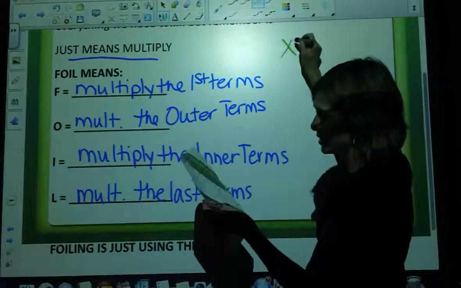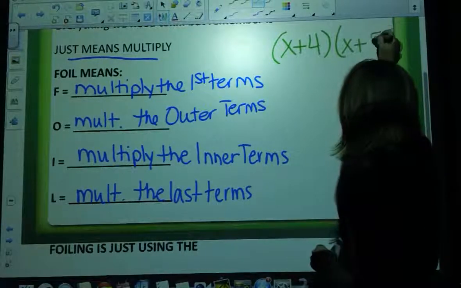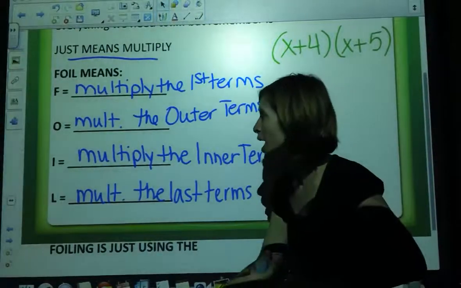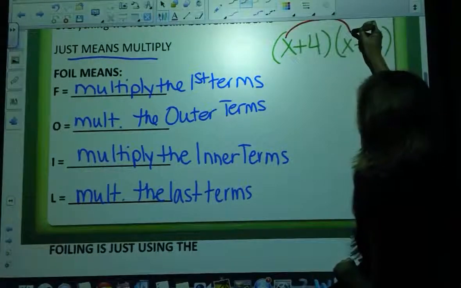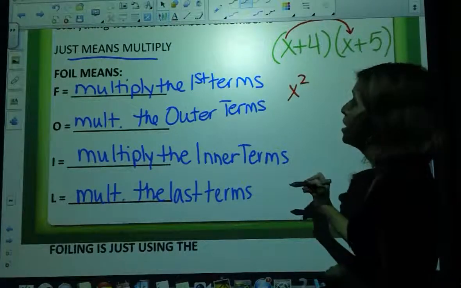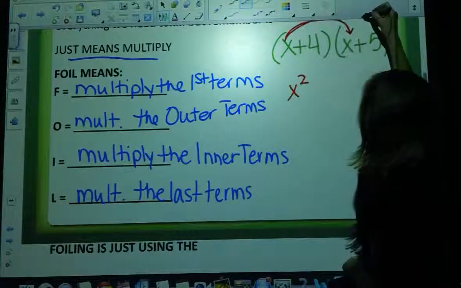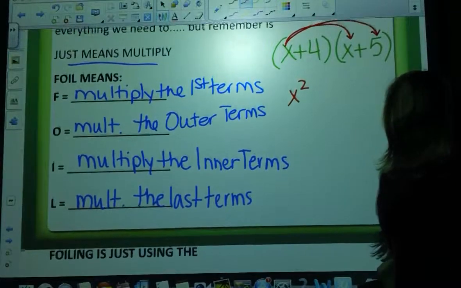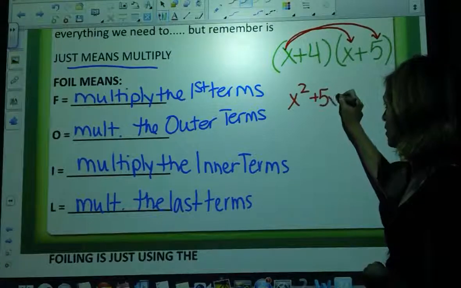Okay, so x plus 4, x plus 5. Okay, multiply the first terms. Okay, so that means the first term of this binomial with the first term of that, okay? So x times x gives me x squared. Multiply the outer terms. The outer terms are the first, this x, and this 5. Okay, let me move that up a little bit. So x times 5 gives me 5x.